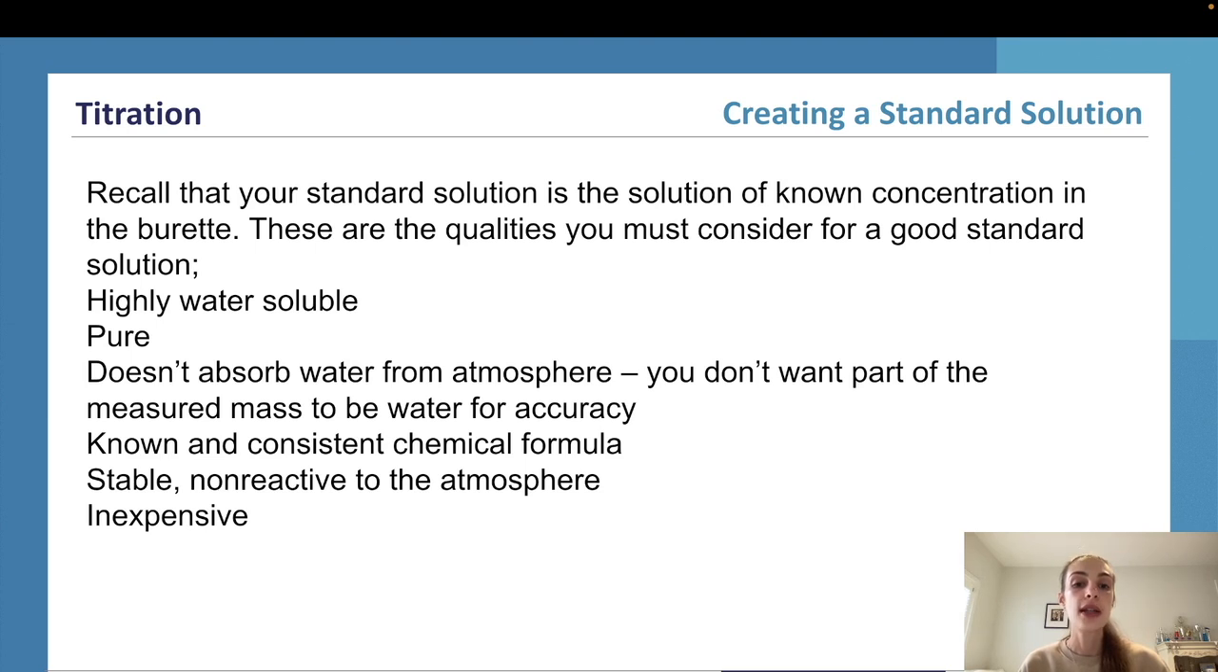You need a known and consistent chemical formula. It needs to be stable and non-reactive to the atmosphere. And then in terms of it being in an industrial chemical situation, you want it to be relatively inexpensive. Otherwise, if it was being done in an industrial situation, the negatives would outweigh the benefits.